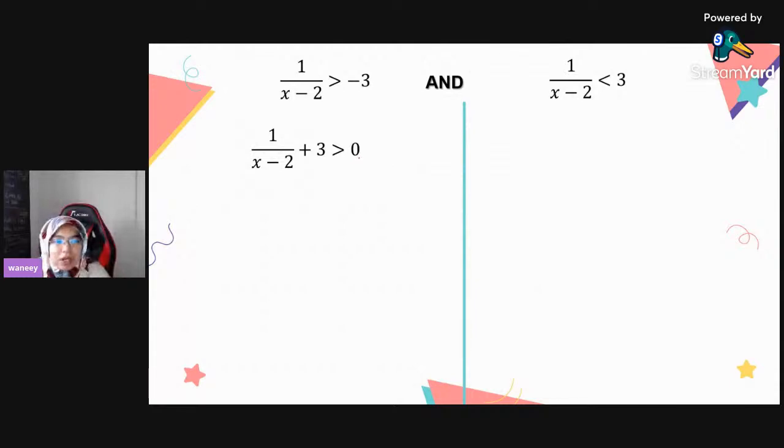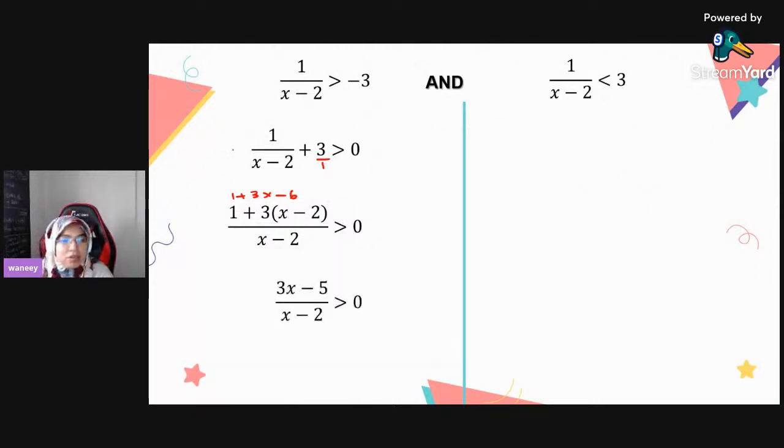And then we are going to have a common denominator. So yang ni 3/1 kan. So kita change bagi ada common denominator. So (1 plus 3 times (x-2))/(x-2) greater than 0. Simplify them. So this is 1 plus 3x and then 3 times -2, so -6. You simplify them. So this is (3x minus 5)/(x minus 2) greater than 0. Okay, so this is a rational inequality. So the way we solve them, you should either do table of sign or the real number line.